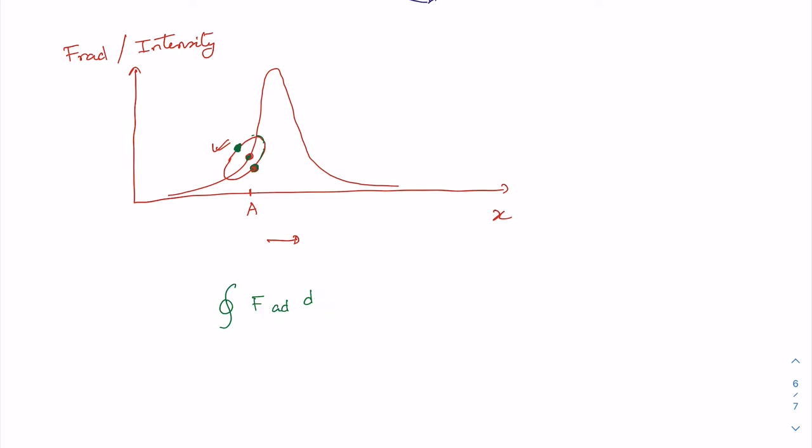Overall, this integration would be less than zero because the negative contribution will be higher when we are at this location of the resonance curve. That means the resonance peak is at this location, so we are at the left of the resonance peak. This work done would be less than zero. And what it physically means is that the radiation pressure in such a cycle extracts energy from the mechanical motion.